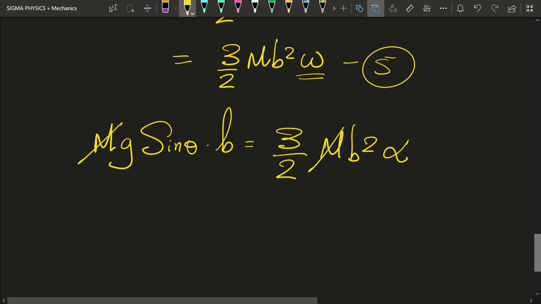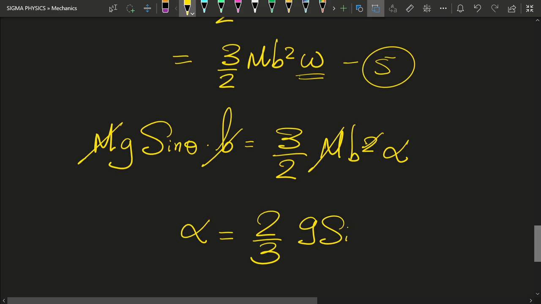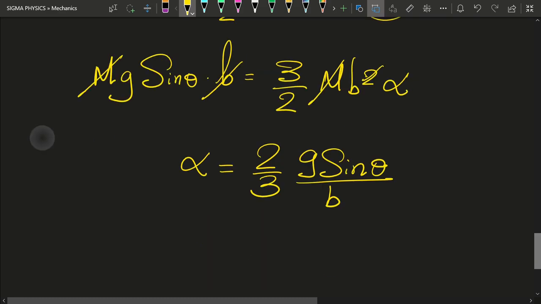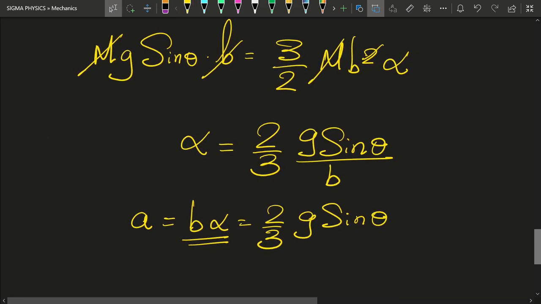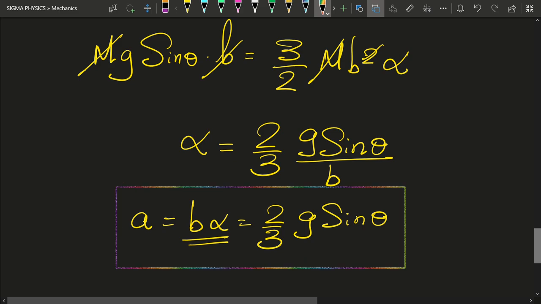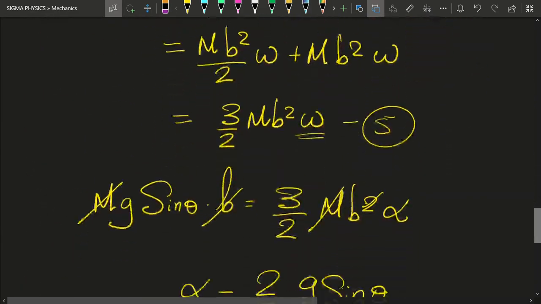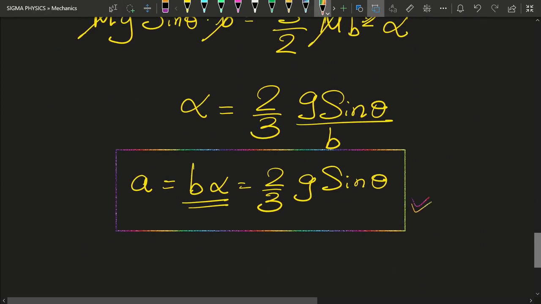So m is going to get cancelled, one of the b's is going to get cancelled, so alpha is going to be equal to 2 by 3 g sine theta divided by b. So b alpha is going to be 2 by 3 g sine theta. And yes, you might have guessed it right. B alpha is nothing but A. So again, we find that A is equal to 2 by 3 g sine theta, as we have found earlier. So you have already started to see that we can solve the same problem using several different methods.